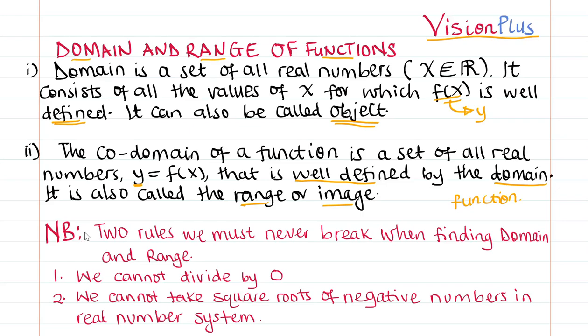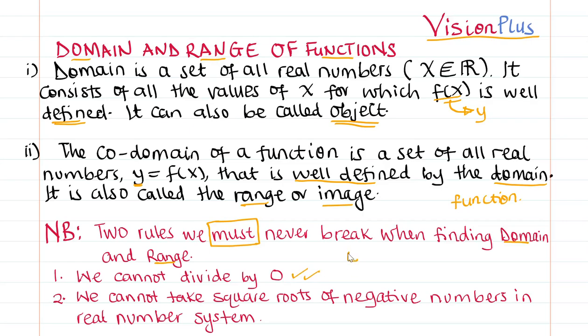When we are finding domain and range, there are two rules that we must never break. We must never break these two rules when we are finding the domain and when we are finding the range. The first rule is that we cannot divide by 0.